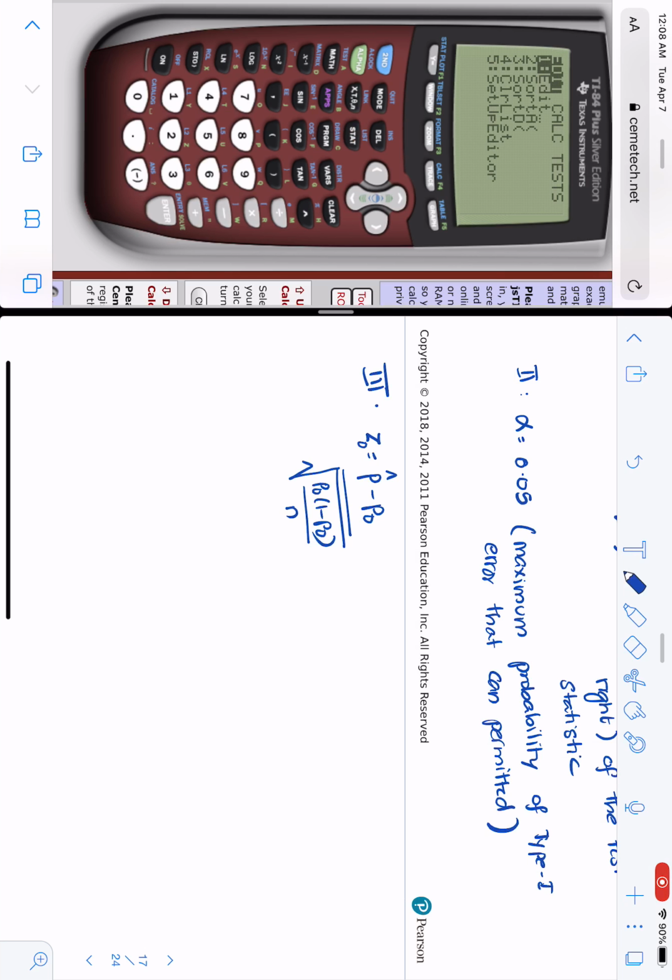So press start, go over to tests, and we are going to perform a one proportion test. So I'm going to select number 5. P naught is what was claimed. It is 0.46.